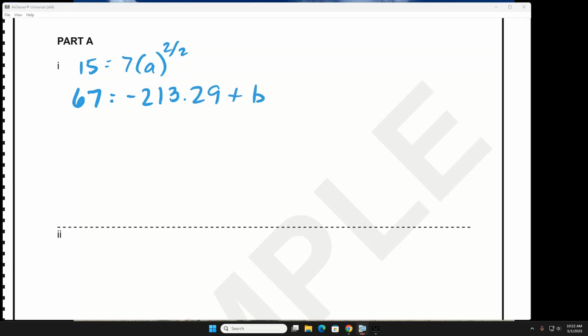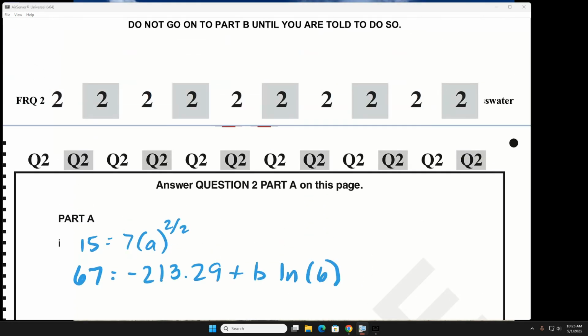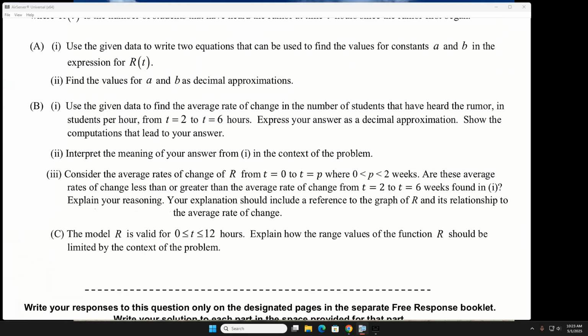Now don't forget, A and B need to be the only variables that you write on this part. If you find yourself writing R or a T, you are wrong. You only have the letters A and B. Okay, and then part 2 says that we are going to find the values of A and B.